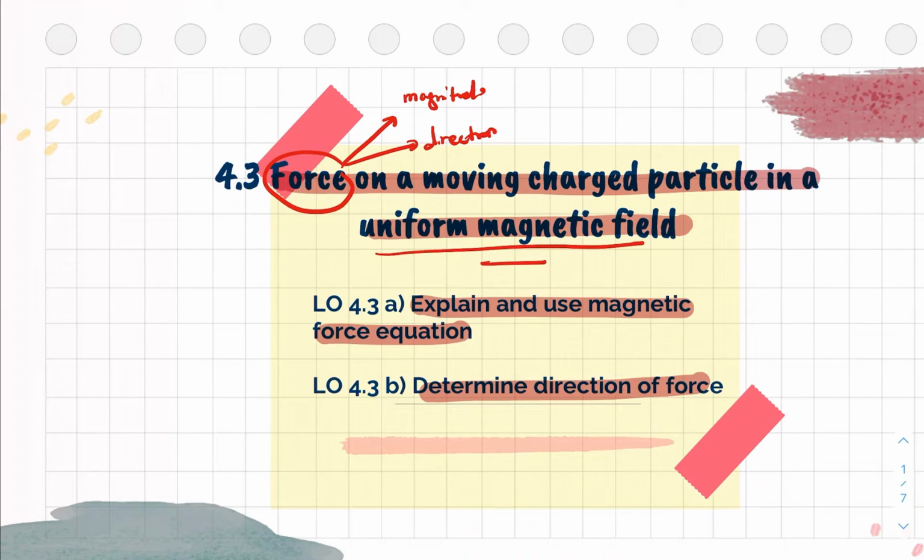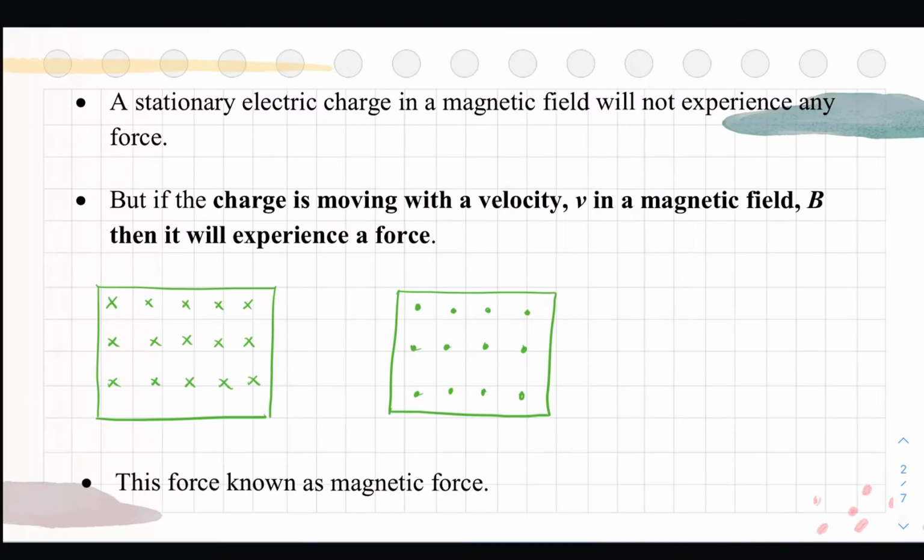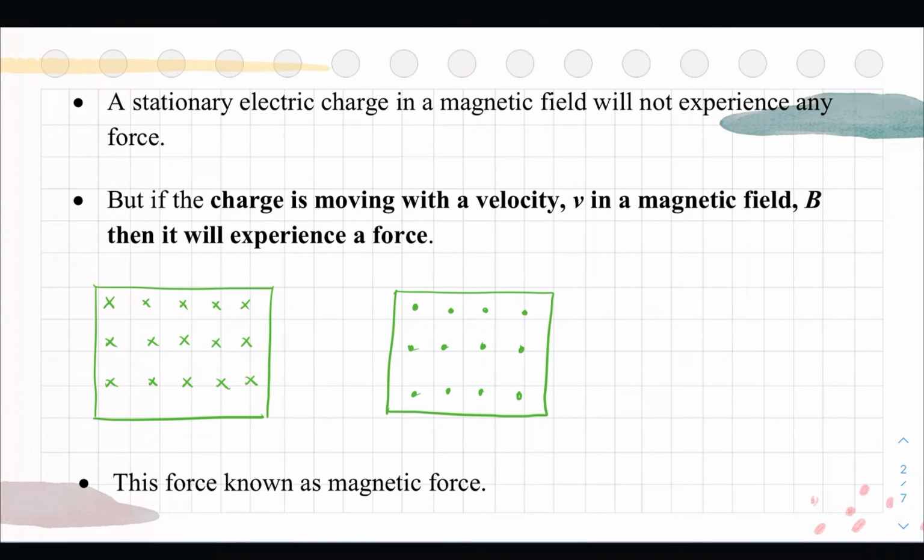So we go to the first part. The explanation here states that a stationary electric charge in a magnetic field will not experience any force. Okay, for example, I have this thing. This is my uniform magnetic field. Semua ni uniform magnetic field saya. Okay, so uniform magnetic field simbolnya ialah B.